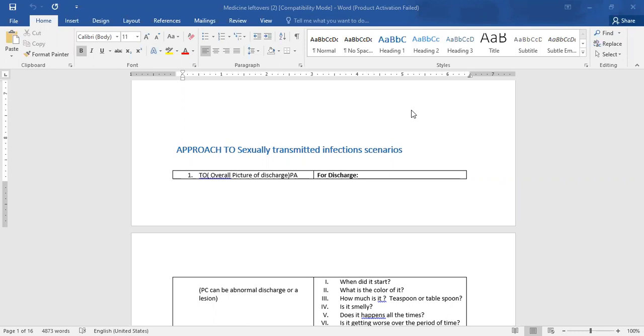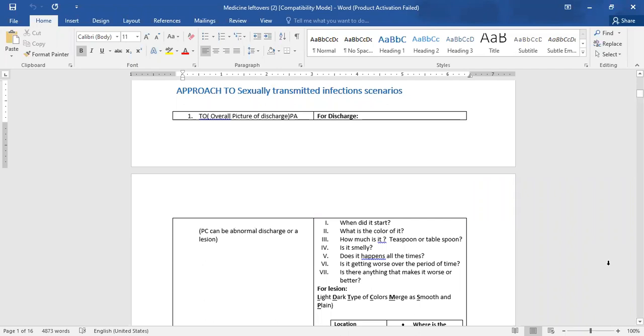So first of all, you need to know that there are a few things that you are supposed not to miss when you are approaching sexually transmitted infection related scenarios. When the patient comes, you are going to start with taking the history. For example, if the presenting complaint of the patient is, doctor, I am having abnormal discharge, then you are supposed to take the history of that discharge.